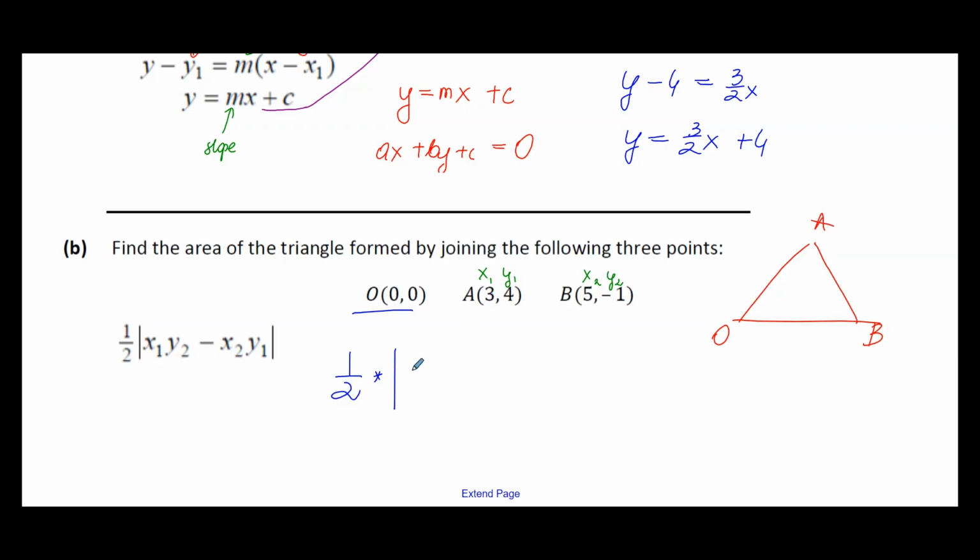So first, x1, that is 3 in our case, multiplied by y2. y2 is -1. Then we have minus x2, which is 5, multiplied by y1, which is 4. We put that in the calculator, press equal, and we get 23/2. Again, because we don't have actual terms and conditions, we can leave that in fraction form, which is perfectly acceptable.